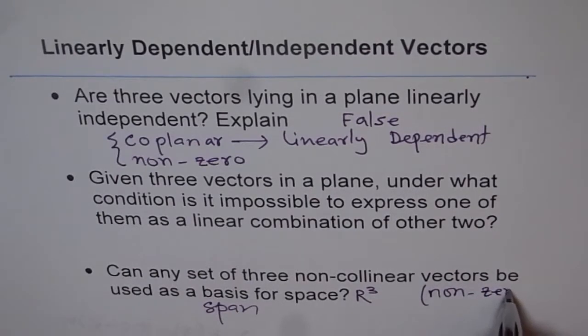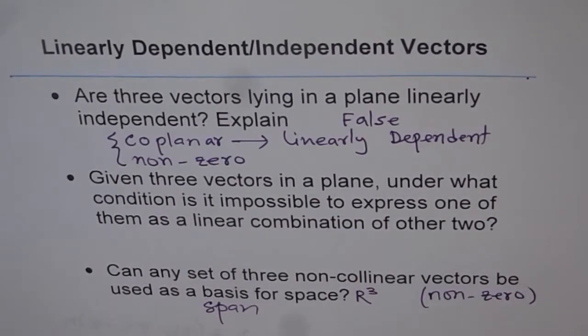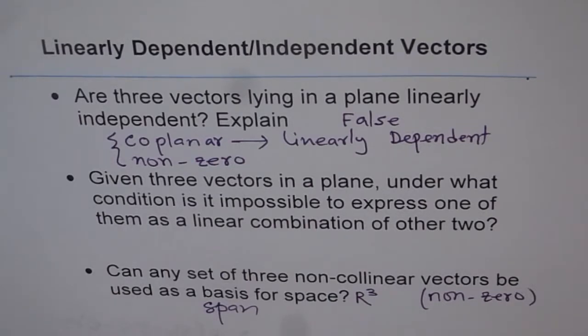These conditions are very critical, and if you miss these conditions, then your statement is false. So whenever you get true or false type of questions, or communication type of questions, take care that the keywords non-zero, coplanar, collinear are properly used. Otherwise it may have entirely different meanings.